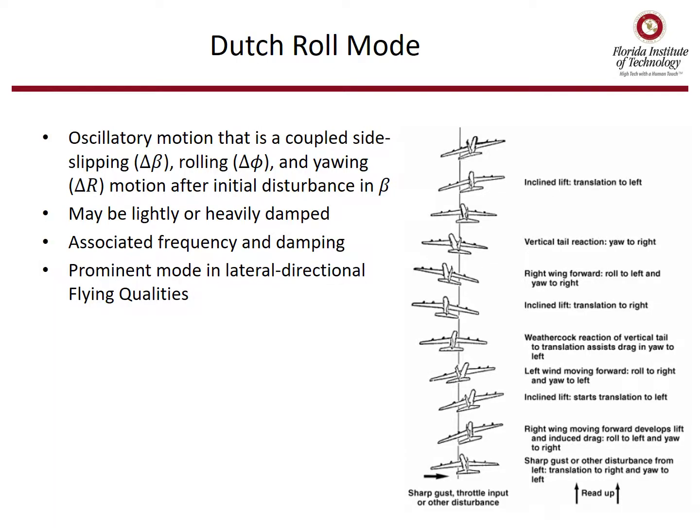Next, we'll talk about the Dutch roll mode. It's a second-order oscillatory motion that is coupled side-slipping, rolling, and yawing motion after an initial disturbance in beta. It may be lightly or heavily damped, and it's going to have an associated frequency and damping ratio, but it's the prominent mode in lateral directional flying qualities.